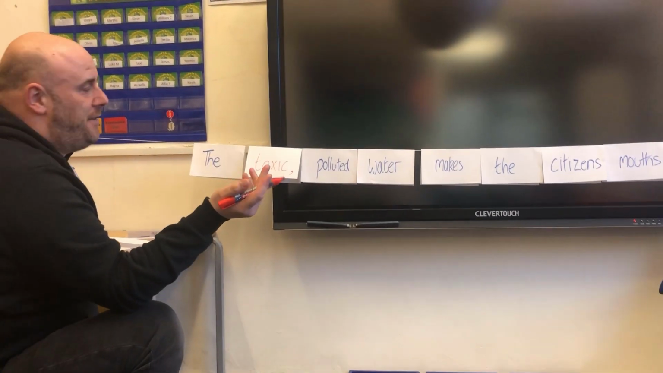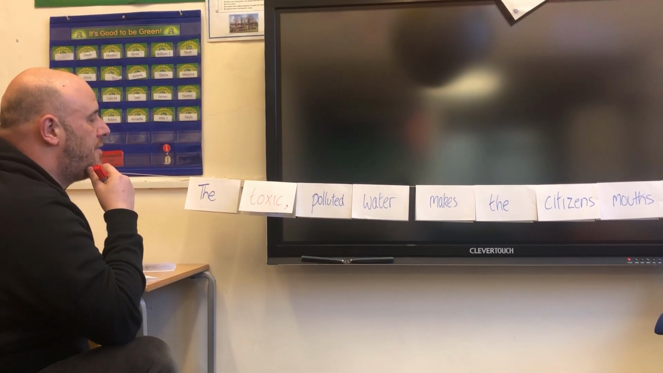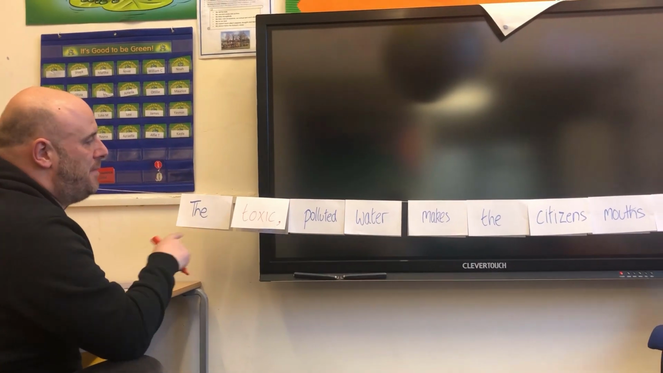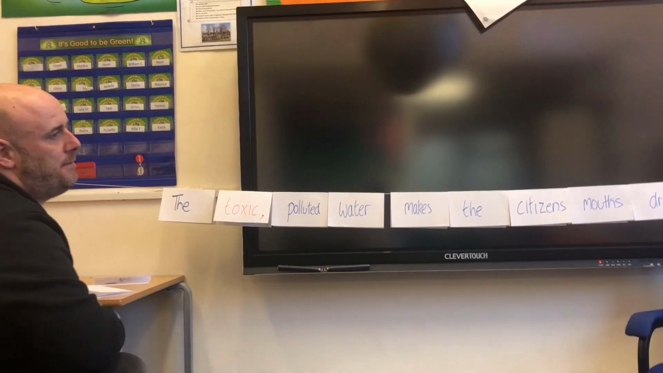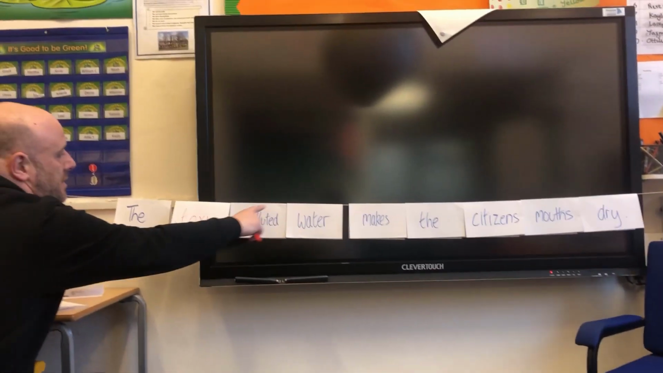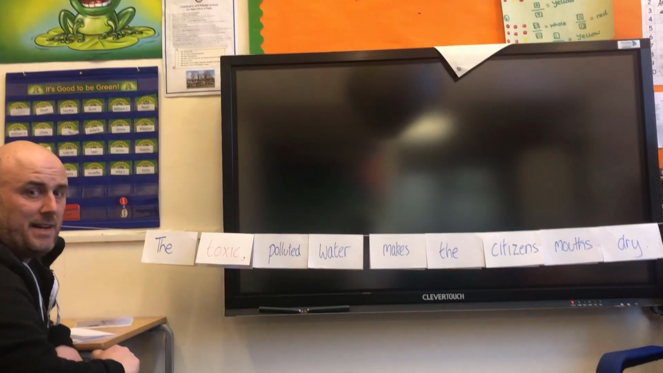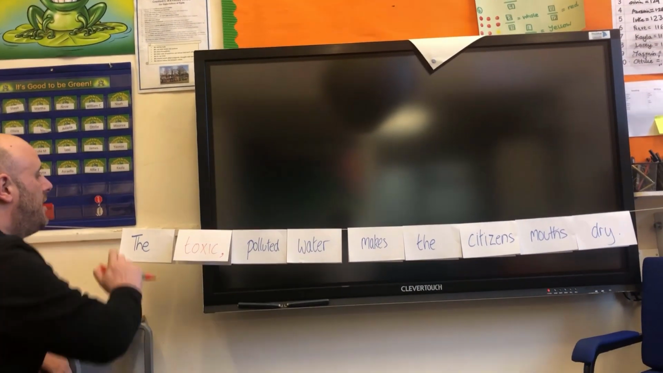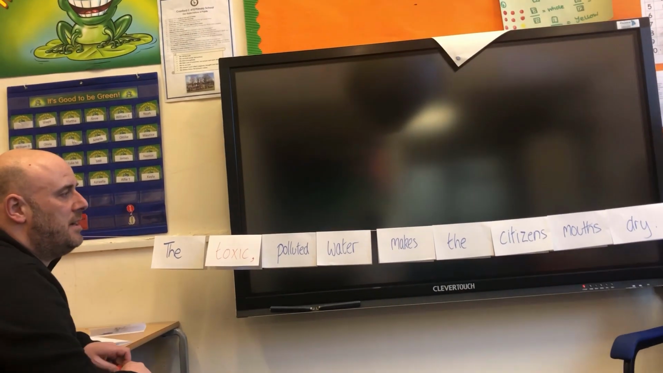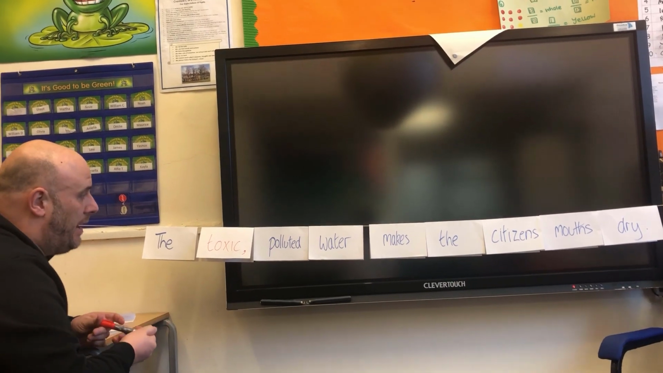Obviously I'd be asking you if you were here, but there's a comma after the first adjective to split them up, because we've got two adjectives that describe our noun. So in our noun phrase we've got a list of adjectives, so we've put a comma in there. The toxic, polluted water makes the citizen's mouth dry.